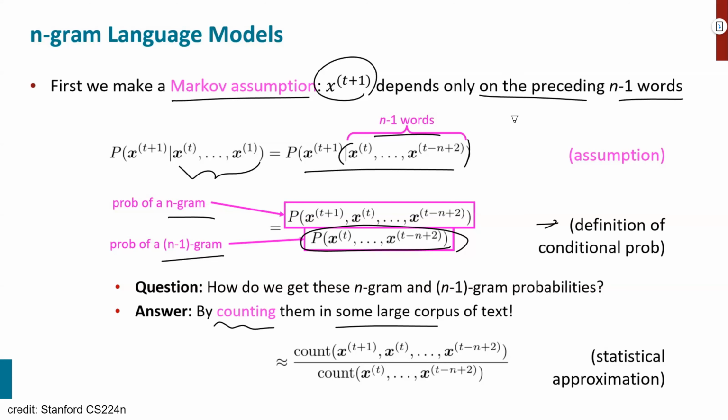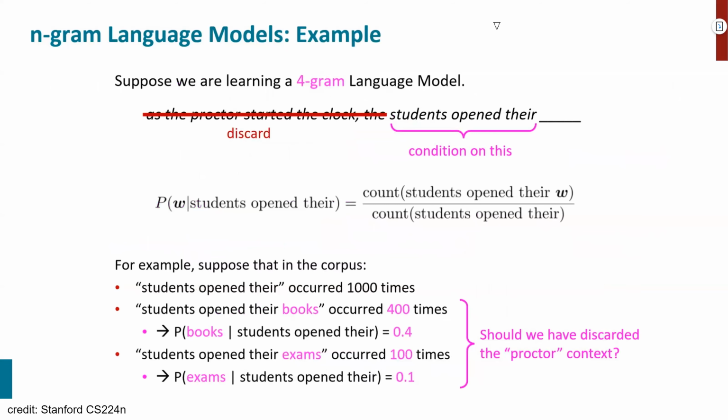Okay, so this is how we calculate the probability of the next word. Let's have a look at one example. Suppose we are learning a 4-gram language model. Then even though we have other contexts, we're going to discard them, and we condition on these 3 words: students opened their.